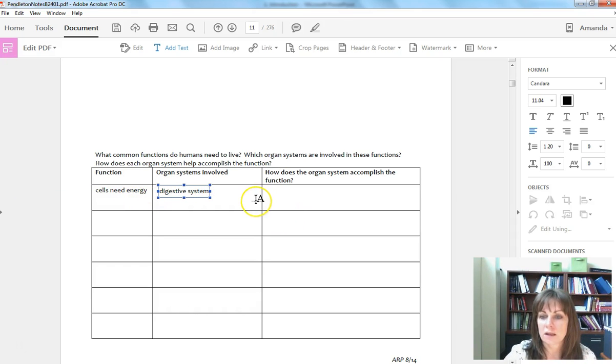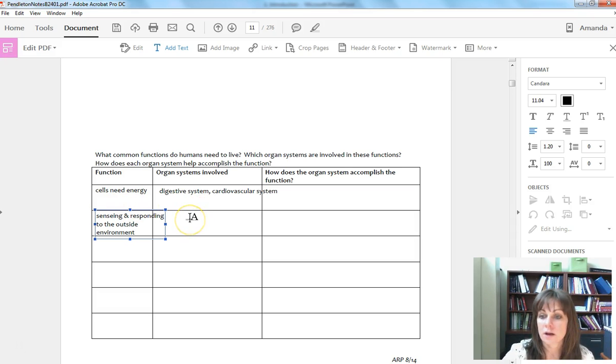Okay. You might think, well, digestive system brings food into the blood, but what then sends that food, those nutrients, those energy molecules, out to the cells in the entire body? Well, that's going to be the cardiovascular system. So just go through and see what you can think of that would make sense. What systems work together to give you this function that provides cells with energy? Another one would be sensing and responding to the outside environment.